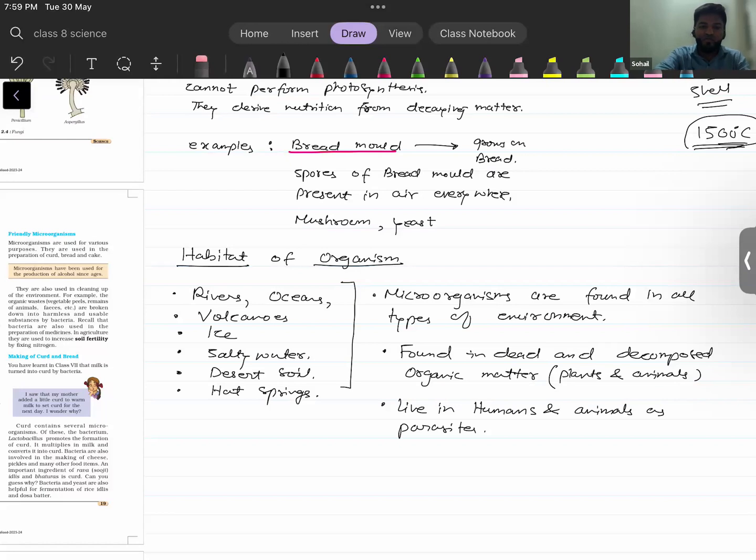Now, basically the chapter is Microorganisms: Friends and Foe. Certain microorganisms are useful for us. They are friendly in nature, and certain are evil in nature, like the disease-causing microorganisms. So let's talk about the friendly microorganisms. Can you name some examples where we actually benefit from microorganisms?